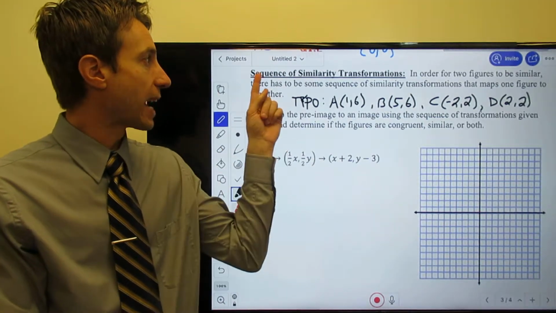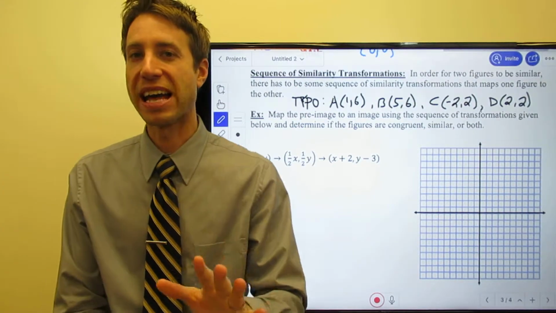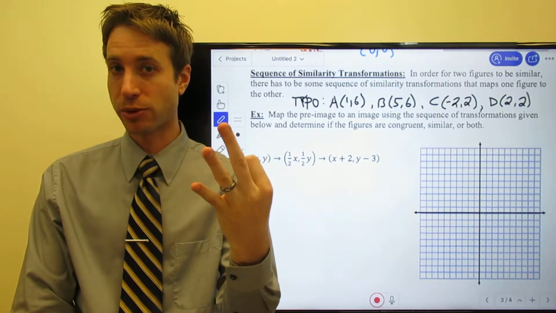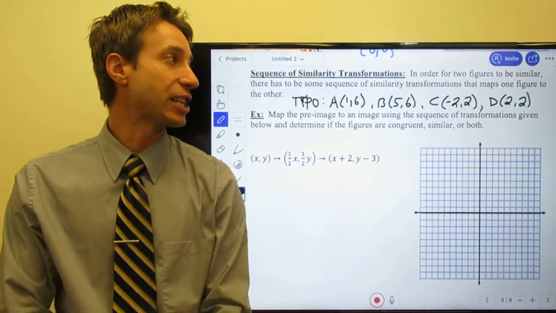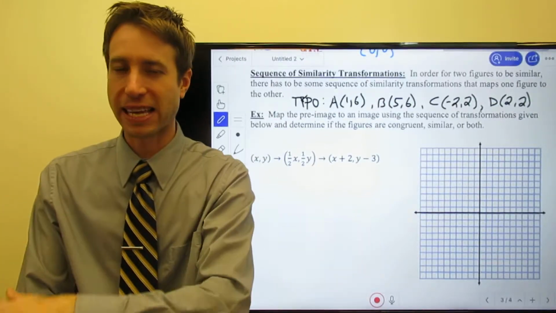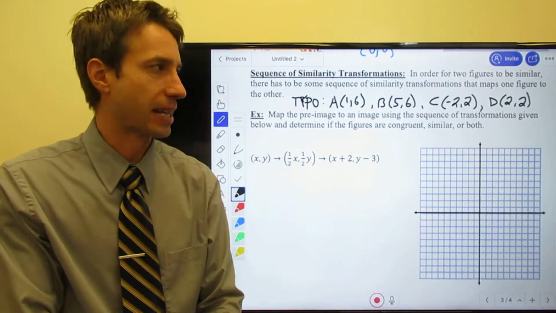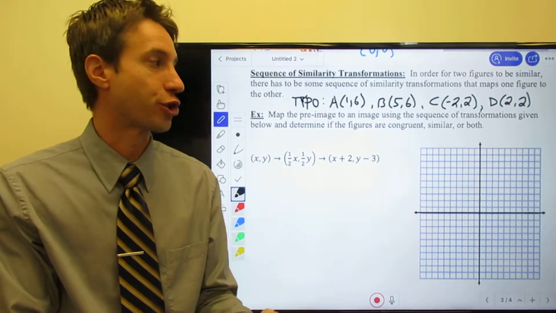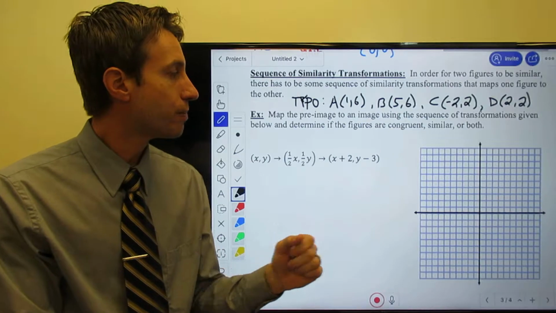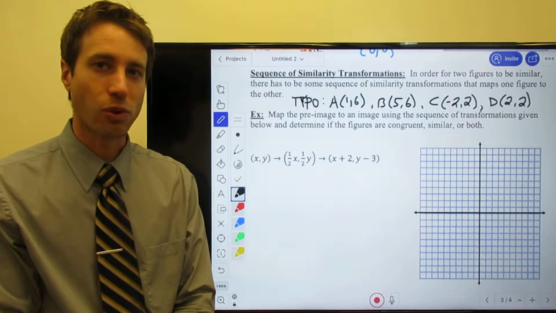What we're going to do is look at a sequence of similarity transformations. Now remember, a similarity transformation could be a dilation, a reflection, a rotation, or a translation. So these will not just be dilations. We're going to throw in some of that other stuff again from way back in chapter 1, so I'll remind you how to do it. You'll pick it up again real quick. Just a refresher here on how those go. So what we want you to do is map the pre-image to the image using the sequence of transformations that I've given you right here.